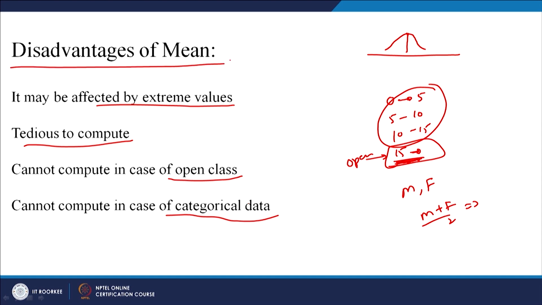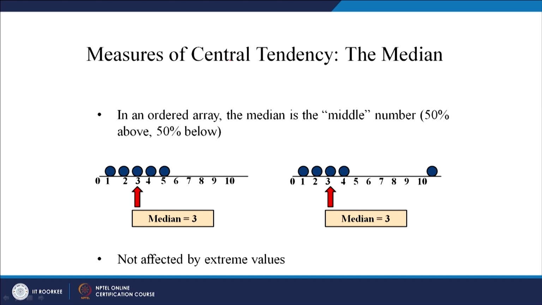So, how to overcome these disadvantages? So, let us look at another measure of central tendency, it is called median. Median is nothing but the middle point of the data set. So, let us say if there are 5 data points, then you should arrange them in ascending or descending order. In case of 5 data points, the third one would be the median, right.